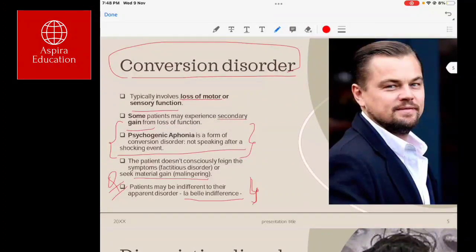Where were we? We were at what is factitious disorder. Mainly factitious disorders are where they intentionally produce the symptoms. So it's very important to differentiate factitious disorder versus malingering versus conversion disorder. Very, very commonly asked in MRCP.